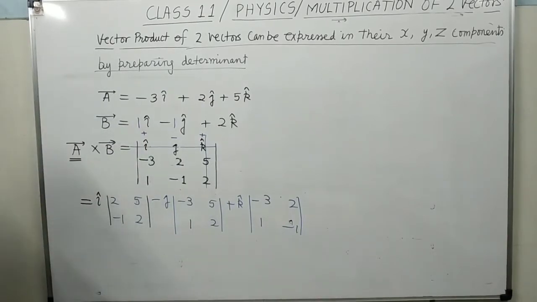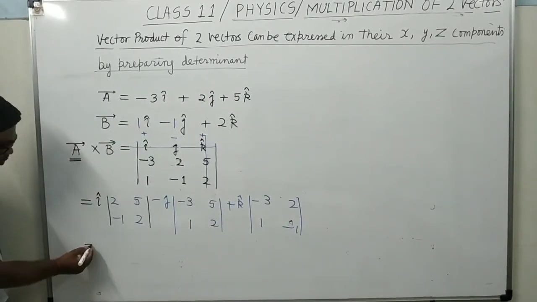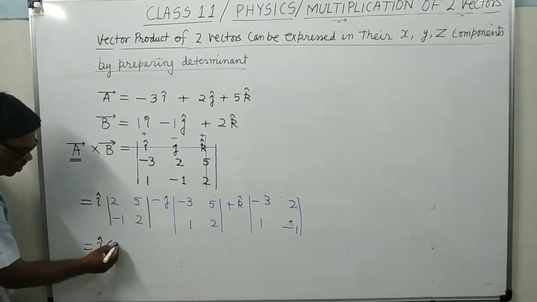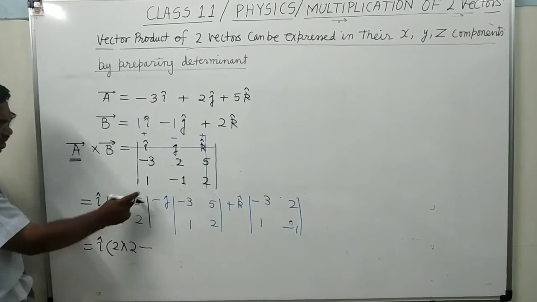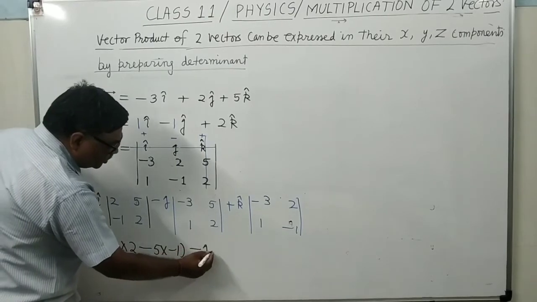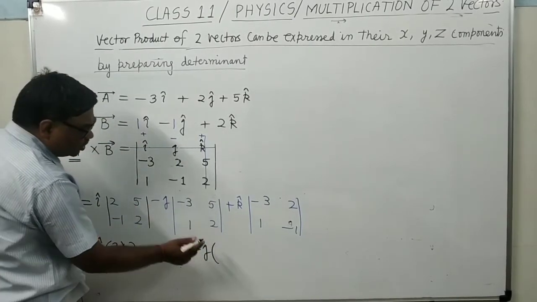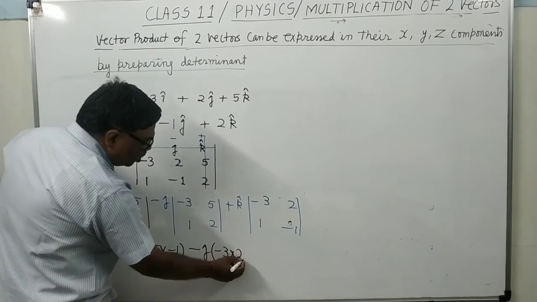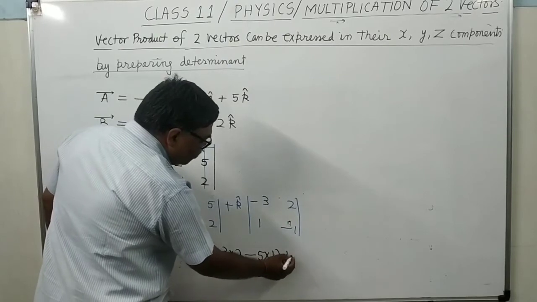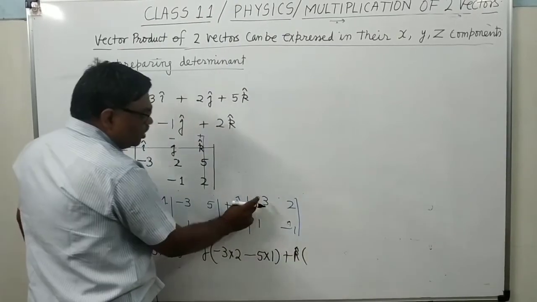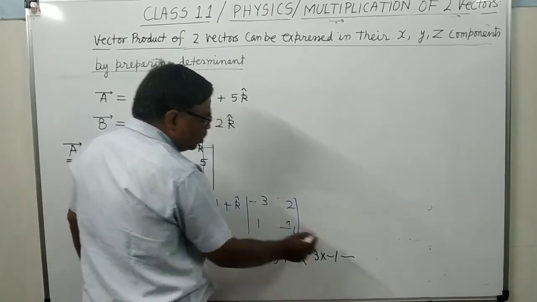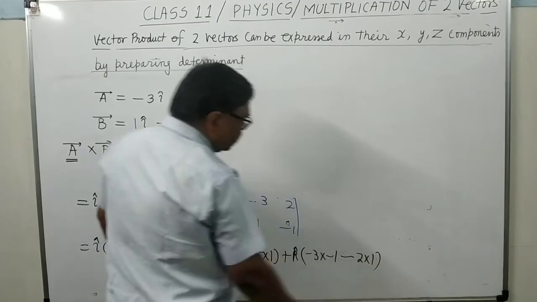Now how will you evaluate it? So it is unit vector i times: 2 into 2 minus 5 into minus 1. Then minus j times: minus 3 into 2 minus 5 into 1. Then plus k times: minus 3 into minus 1 minus 2 into 1. It's clear?